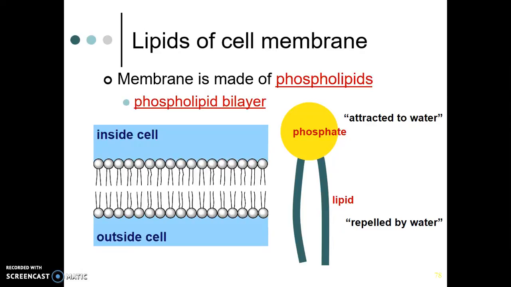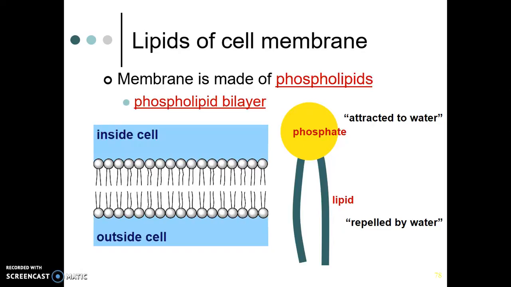Because what happens is this phospholipid, the two parts, the heads and the tails, are a little bit different. Okay, the head is hydrophilic. It loves water. It loves to interact with water. But the tails are hydrophobic. They hate water. They fear it. They want to get away from water.